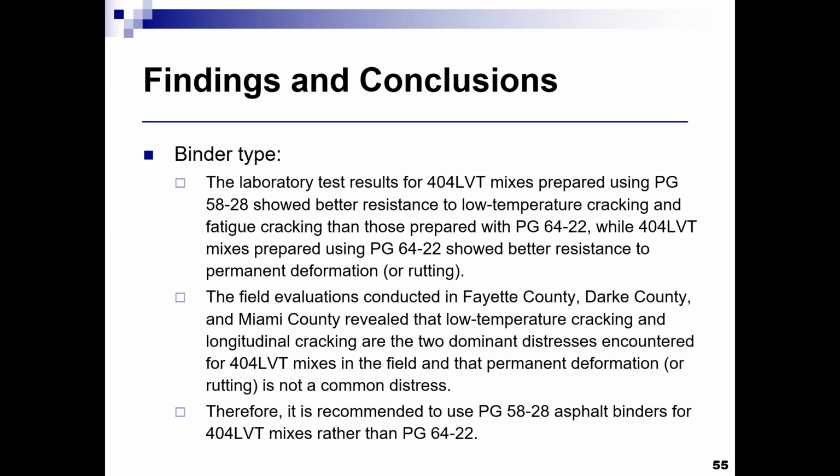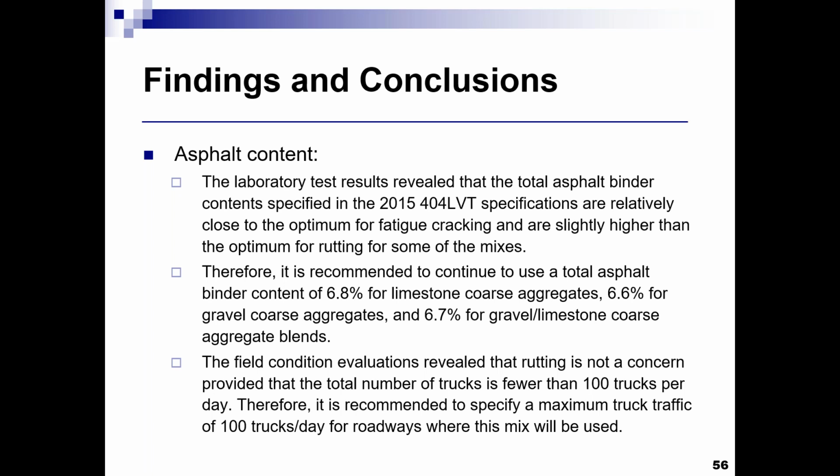So findings and conclusions, as I've discussed already, with regard to the binder type, 64 minus 22 performed better for rutting, but we had better performance for the 58 minus 28 with regard to cracking, with regard to moisture-induced damage, and with regard to low temperature cracking. And from the field evaluation results, we've seen that low temperature cracking was actually important. So it will be favorable to use the 58 minus 28 instead of the 64 minus 22. Now, as we said, 58 minus 28 is more susceptible to rutting, so we have to be a little bit careful where we use the mix to make sure that we don't get rutting.